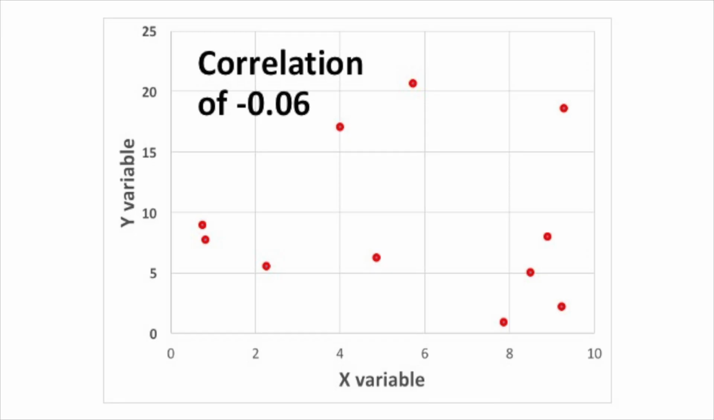And then finally, here's a scatter plot with a correlation of -0.06. So this is getting pretty close to 0. For this scatter plot, it doesn't really have a linear form. In other words, it would be really hard to picture a line going through these points.